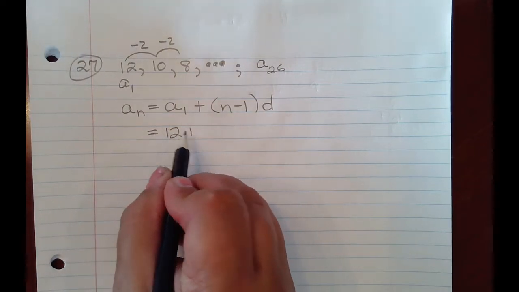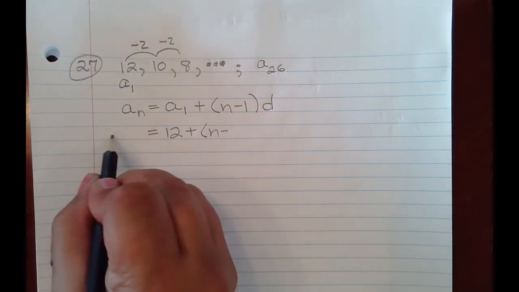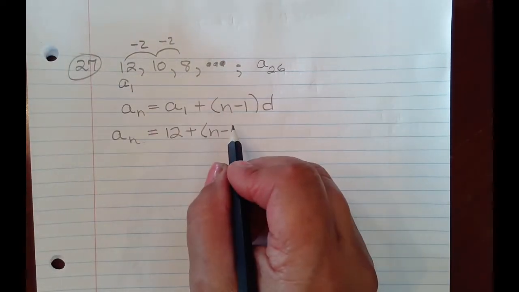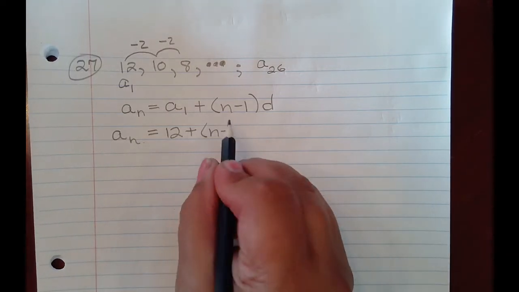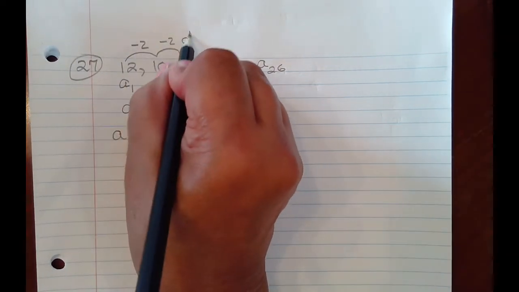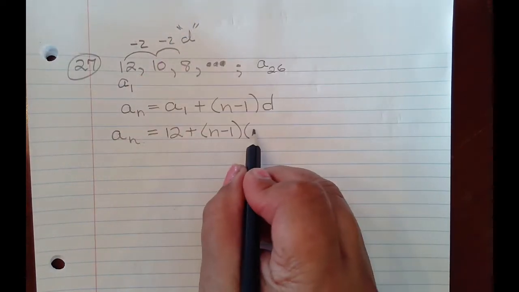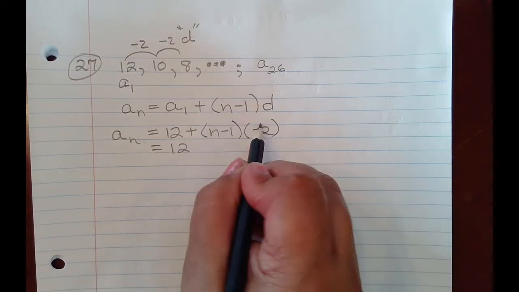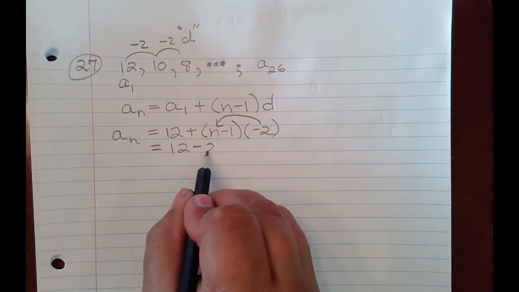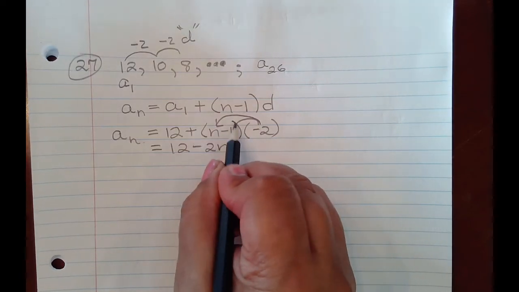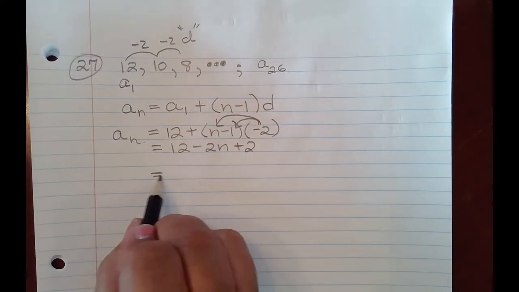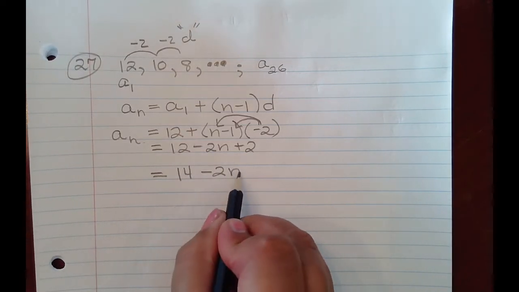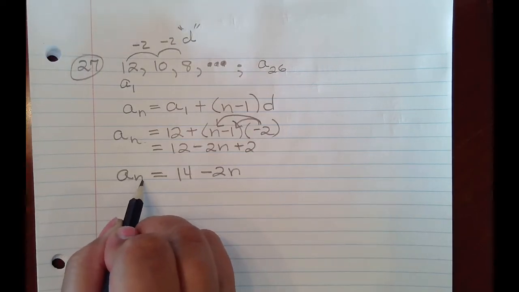First term is 12. We're going to leave n in here and call this a formula for the nth term, meaning any term in this sequence. Common difference turned out to be -2. That's what you're looking at right there. And if we clean this up a bit, it would be 12, this would be -2 times n, -2n. -2 times -1 is +2. And this would be 12 plus 2, 14 minus 2n. So you can find any term in the sequence.